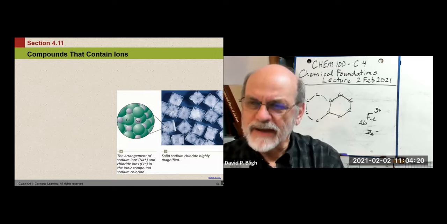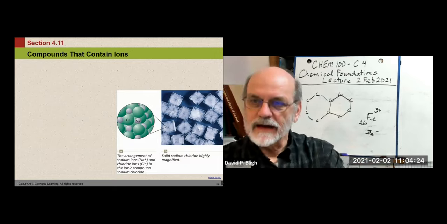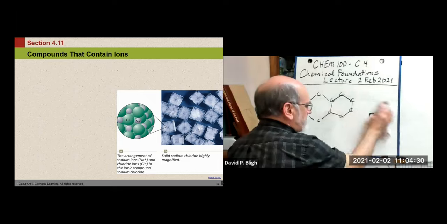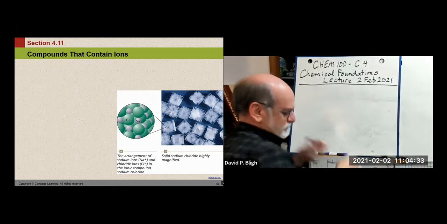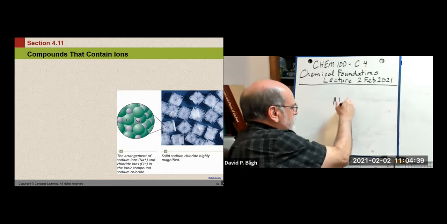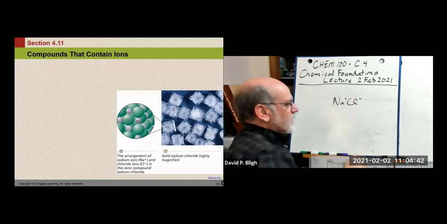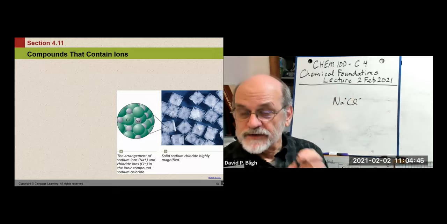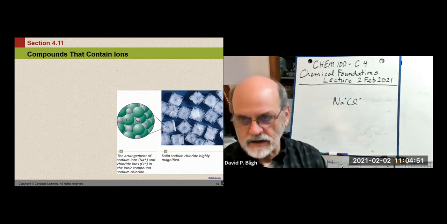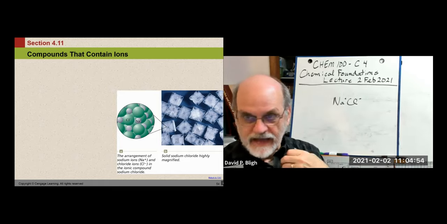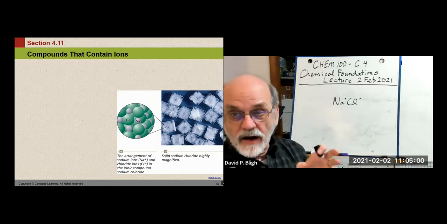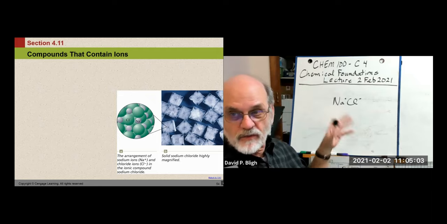Okay, so some compounds contain ions. They'll have a metal and a non-metal together. Sodium chloride is a perfect example. But with ionic compounds, with a positive and a negative, that only tells you the simplest whole number ratio of sodium to chlorine ions. Okay? That's not the structure of the compound. Because in ionic compounds, the positives are surrounded by negatives.